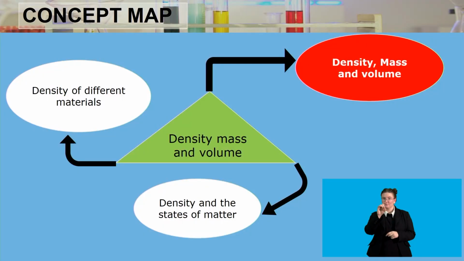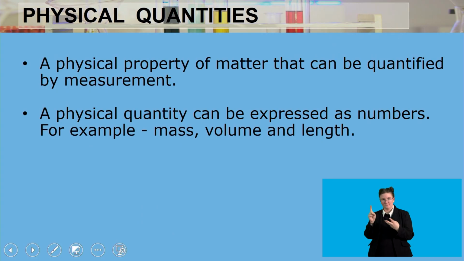So now let's just jump into our first concept. We said we're going to be looking at density, mass, and volume. You're going to be looking at these three things individually. Those, the density, the mass, and also the volume, are physical quantities.